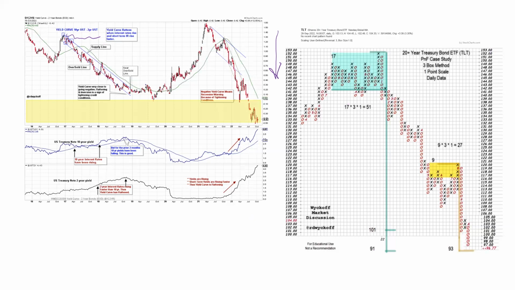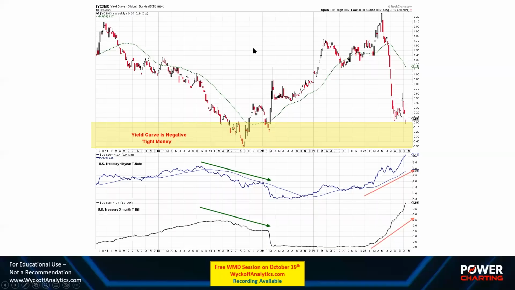So a positive yield curve, which is anything above the yellow shaded area, typically represents a benign to positive environment for stocks. Here's a very steep yield curve here. Here's a flattening yield curve here. Keeping that in mind, let's now turn to the more important yield curve relationship, which is the 10-year to 3-month Treasury note to bill relationship.